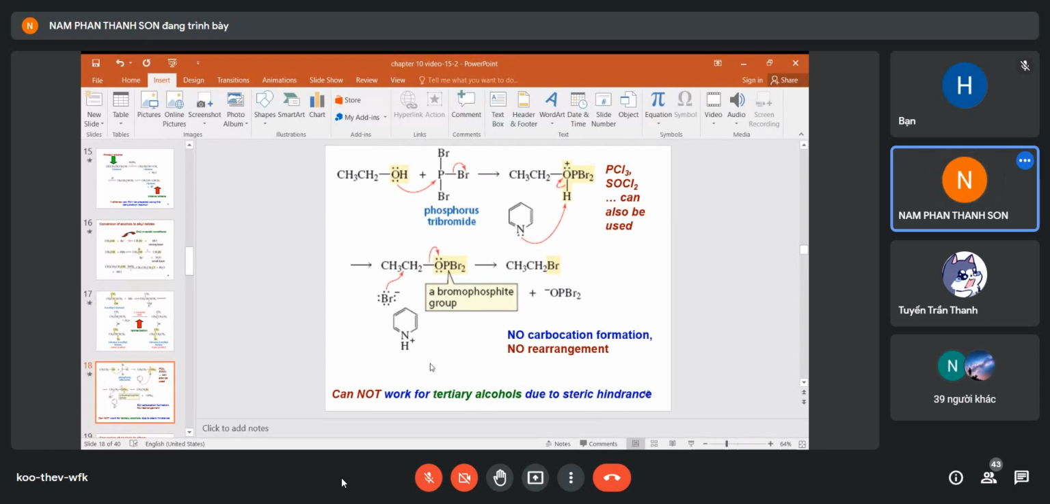Note number 2. Because this is an SN2 reaction, do not use tertiary alcohols in this reaction. I say again, because this is an SN2 reaction, do not use tertiary alcohols in this reaction.